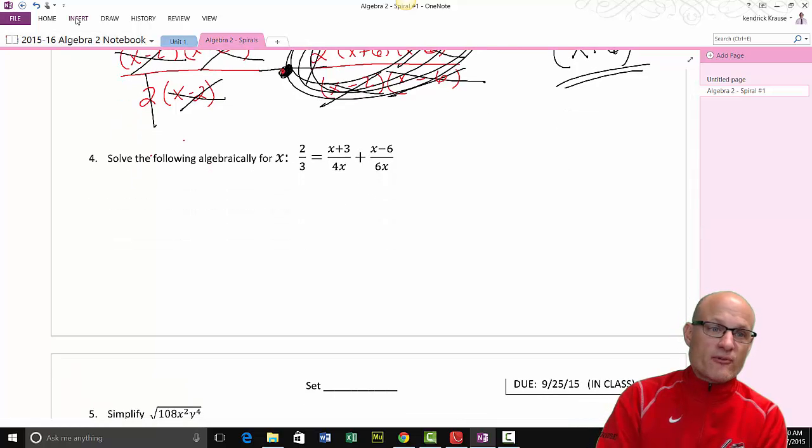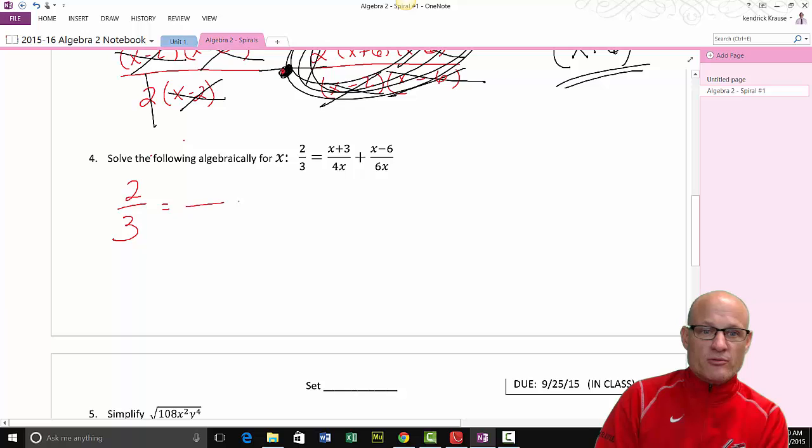Fractions. Don't we all love fractions? I don't. I actually do, secretly. Let me rewrite this so you can see it again. 2/3 is equal to x plus 3 over 4x.